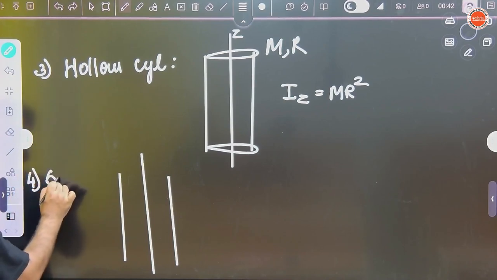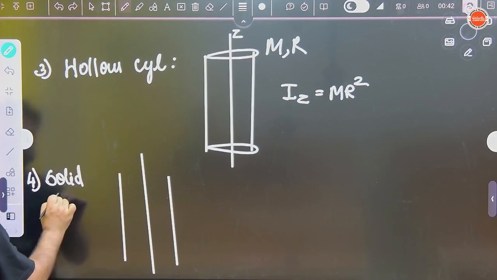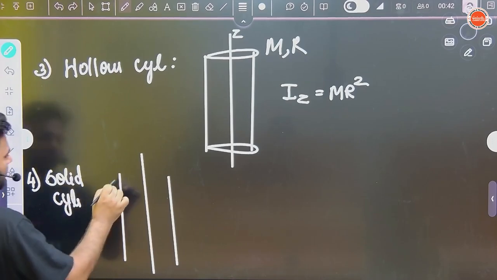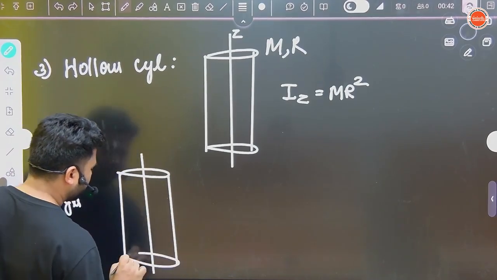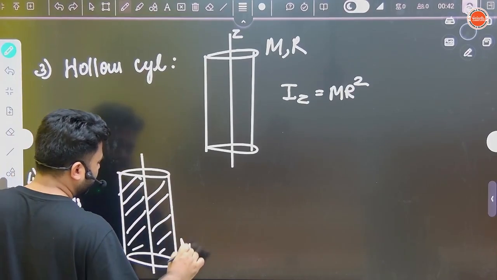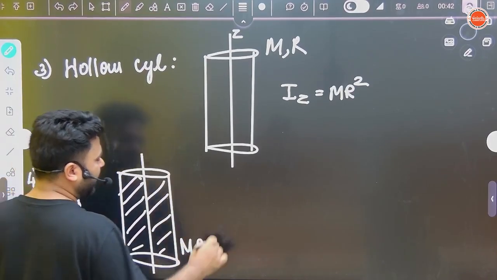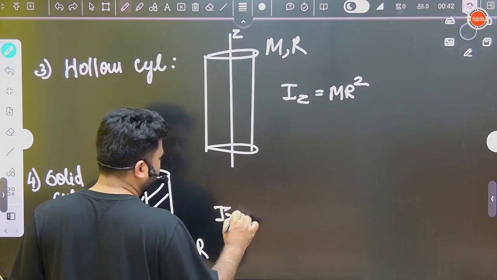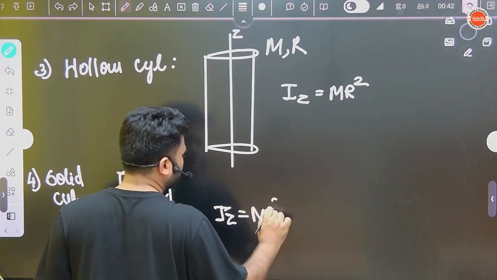If it is a solid cylinder, suppose this is a solid cylinder, solid means material is inside, mass is m, radius is r. So if they ask what is the moment of inertia about this vertical axis, it is mr square by 2.